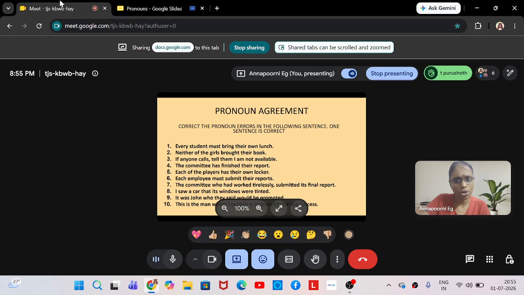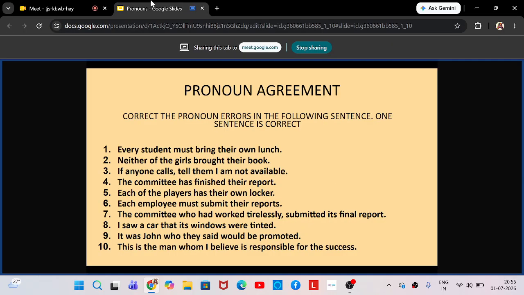Then it was John who they said would be promoted. It is whom they said. It was John whom they said would be promoted. Okay, and then the last one, the 10th one, is: this is the man whom I believe is responsible for the success. So this is also a correct sentence only. This is the man whom I believe is responsible for the success.